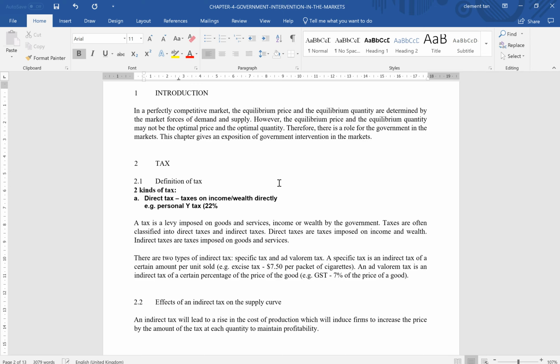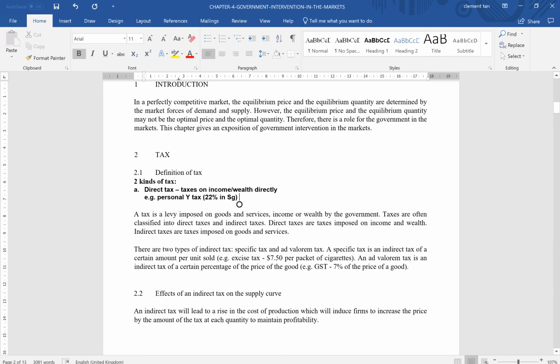22%. That's the highest in Singapore. But most of us on average only pay about 10% tax, 10% of our income. In most other developed countries, it goes up to about 45%, almost close to 50%. Most countries' top income tax rate is about 30+%. For Singapore, we are one of the lowest in the world.